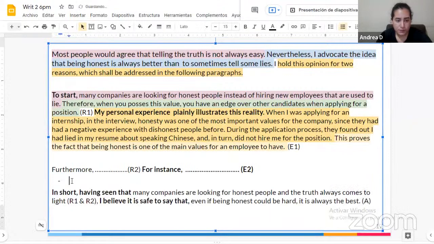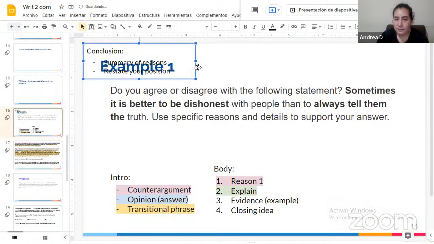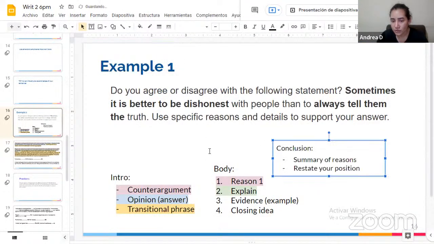Okay, guys, and that's basically it. The summary of the reasons and your position again. Now, what do you guys think? Do you have any questions so far about what we've done?